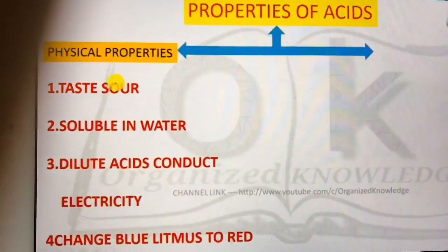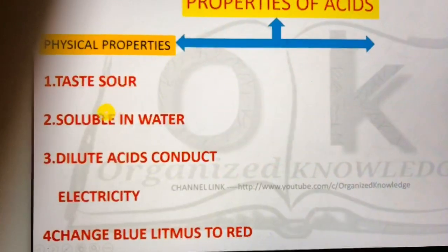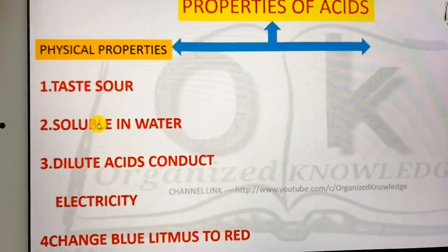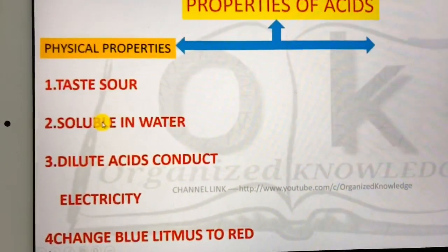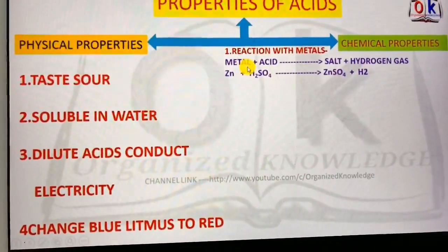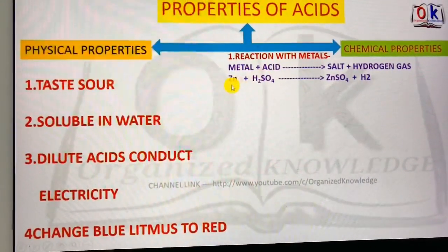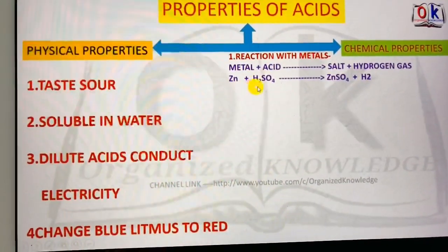Now students, physical properties of acids. Sour taste, soluble in water, dilute acids conduct electricity, and they change blue litmus to red. Now we'll jump to the chemical properties. Reaction with metals: metal plus acid, we get salt plus hydrogen gas. Remember that we have studied.